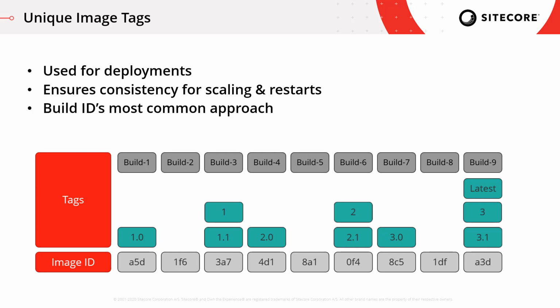Tying your unique image tags to builds allows you to generate a new readable ID for every image, even when the only change is a base image update, which is something that wouldn't be reflected if you tied to commit IDs, for example. So how does this image tagging theory apply to Sitecore images?